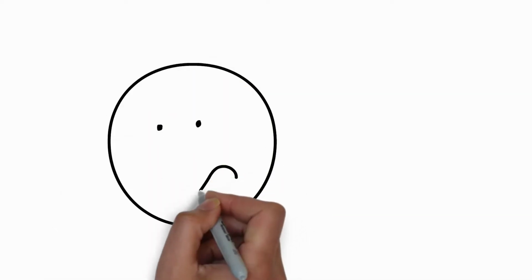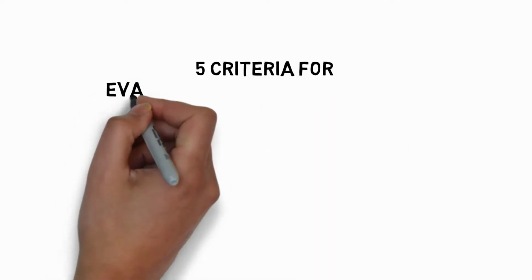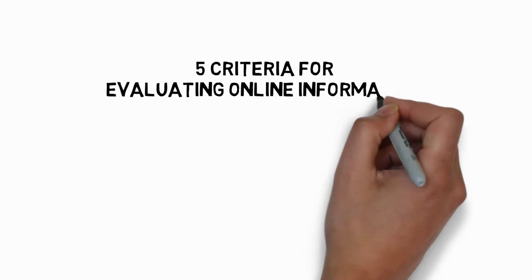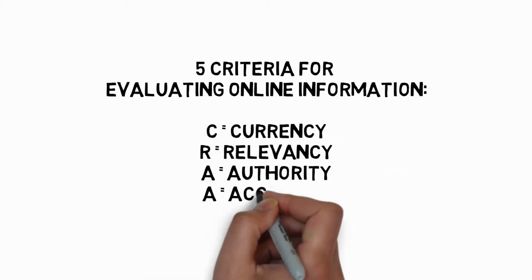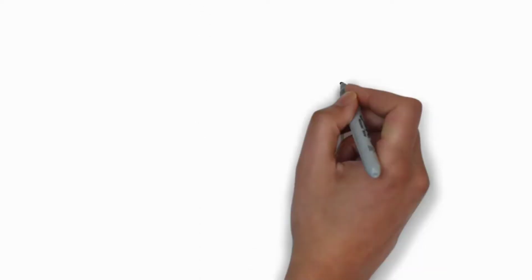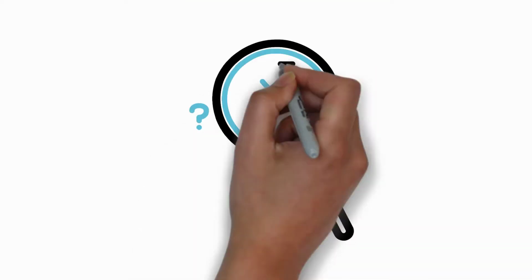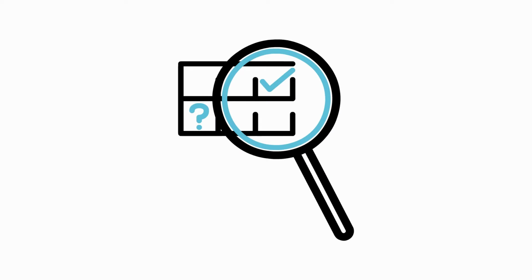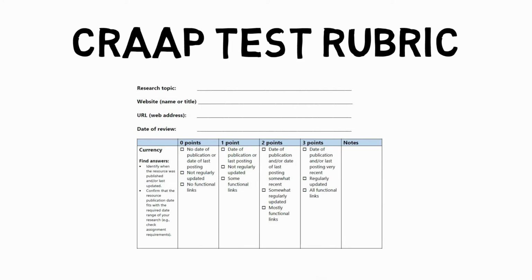Evaluating a website using the CRAP test can seem overwhelming. Each of the 5 criteria, currency, relevancy, authority, accuracy, and purpose, represent complex approaches to thinking about information and involve searching for details that may or may not be available on a website. The CRAP test rubric is a tool designed to organize this process and hopefully simplify it, at least a little bit.